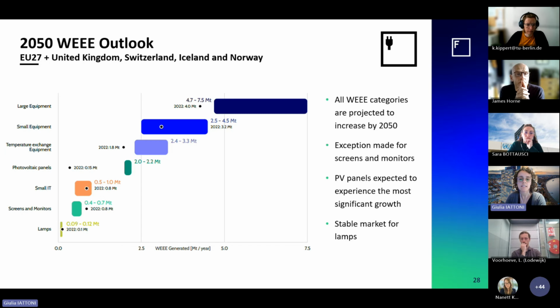All WEEE categories are expected to increase by 2050, except for screens and monitors, which is decreasing mainly due to cathode ray tubes monitors disappearing from the WEEE generated flows, and also to a general lightening trend of devices. And PV panels are expected to experience the most significant growth, rising by more than an order of magnitude, while the market looks to remain stable for lamps.